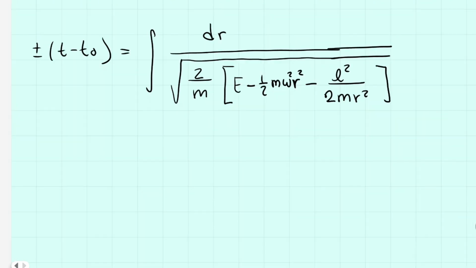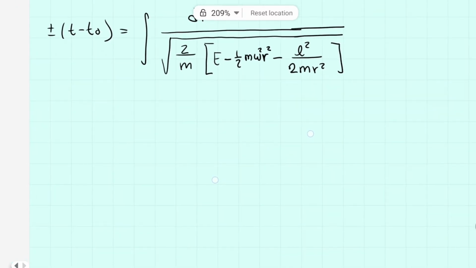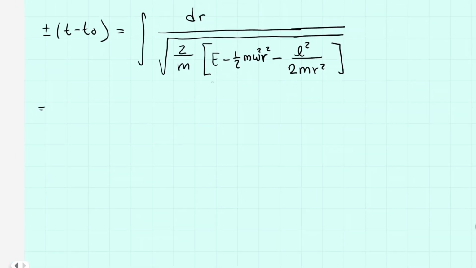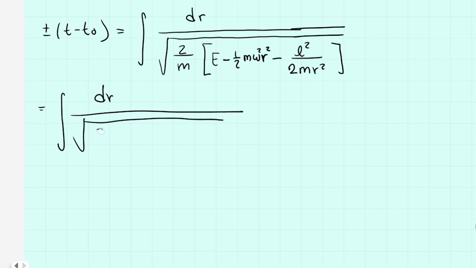Okay, so now, as I mentioned, I put the expression for the potential energy inside the integral, and what we are going to do first is to multiply this m inside the brackets to get the integral of dr all over the square root of 2E over m minus omega squared r squared minus L squared over m squared r squared. Okay, this is the first thing we get.